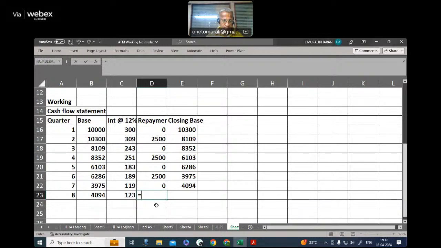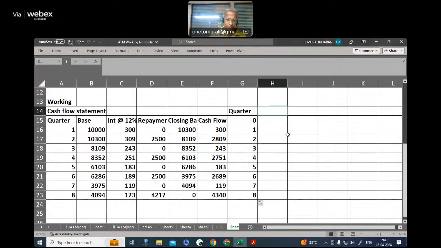So here it is going to be this plus this. Correct. So therefore the cash flow is towards interest and principal. Then quarter 0, cash flow is going to be minus 9,500.